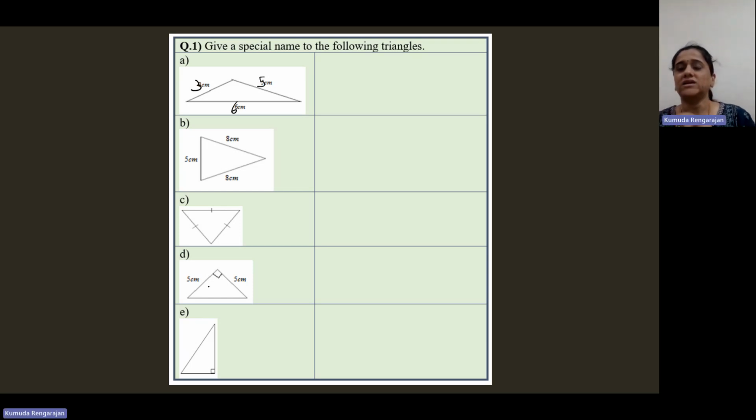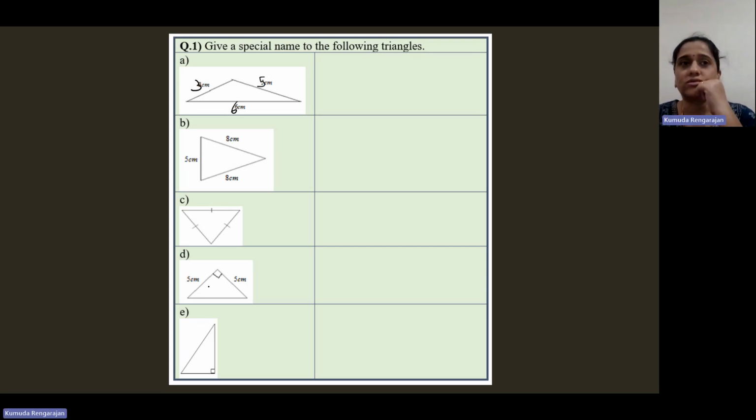We classify triangles under two headings: based on angles, based on sides. Based on sides, scalene, isosceles, equilateral. No sides equal, two sides equal, three sides equal. Based on angles, if all the angles are acute, it's an acute angled triangle. If one angle is a right angle, it's a right angled triangle. And if one angle is obtuse, it's an obtuse angled triangle.